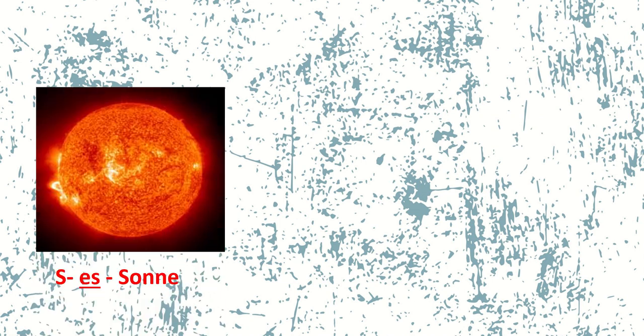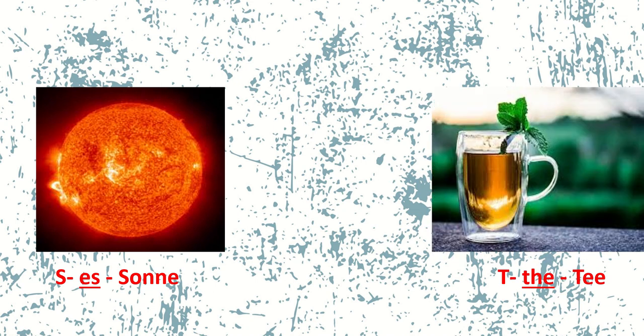Next letter is S. And the German word is Sonne. The English translation is sun. The next letter is T. The German word is Tee. And the English translation is tea.